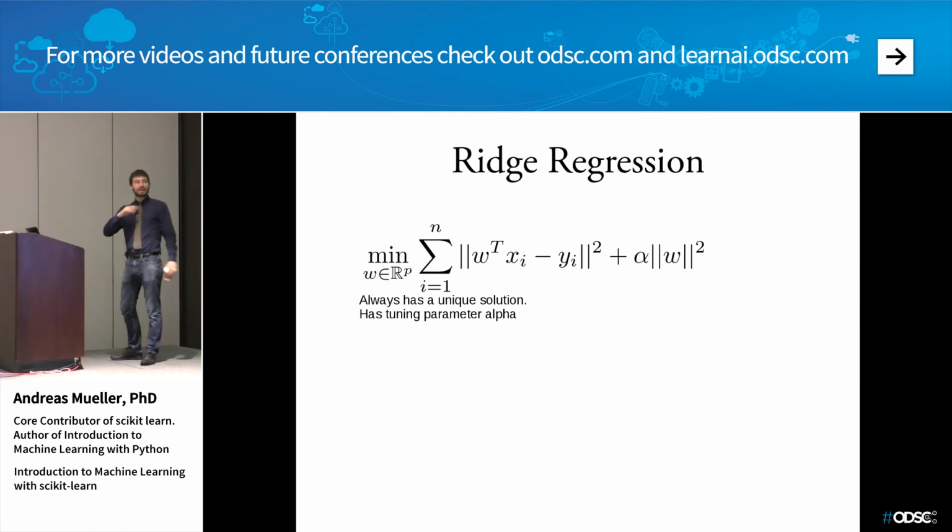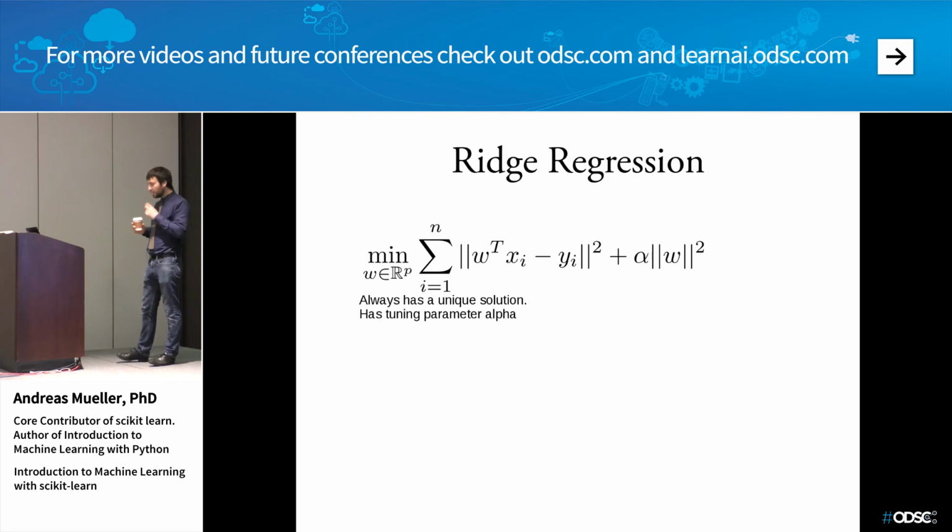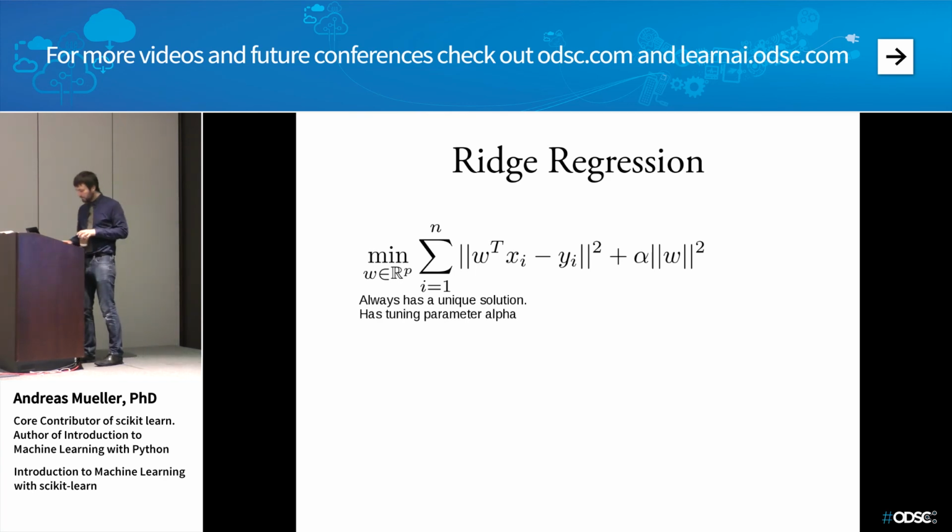The alpha here is a tuning parameter. If you set alpha to 0, you have the ordinary least squares. If you set alpha to infinity, you get a solution of all zeros. So the higher you set alpha, the simpler the solution you get. This way you can control for overfitting. If you set alpha unequal to 0, it will always have a unique solution. And so this problem is also easier to optimize.